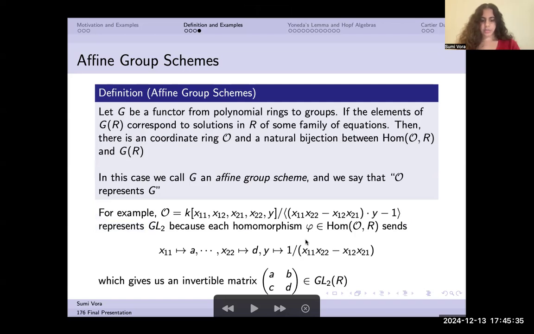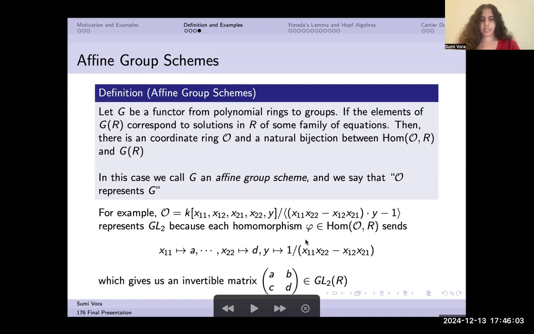If we take O to be this quotient ring, K[x11, x12, x21, x22, y], and then mod it by the ideal generated by (x11 x22 minus x12 x21) times y minus 1, then this is going to represent the functor GL sub 2, which is just the general linear group of 2 by 2 matrices with non-zero determinant.